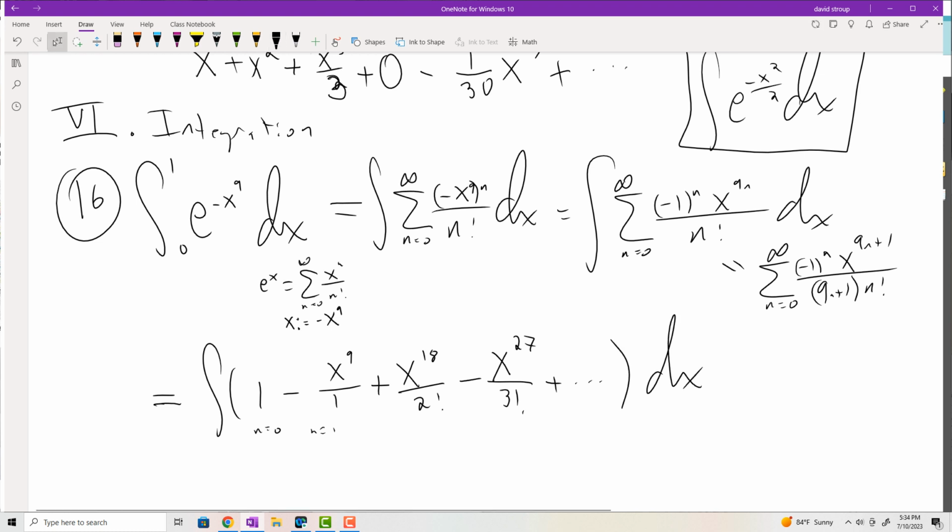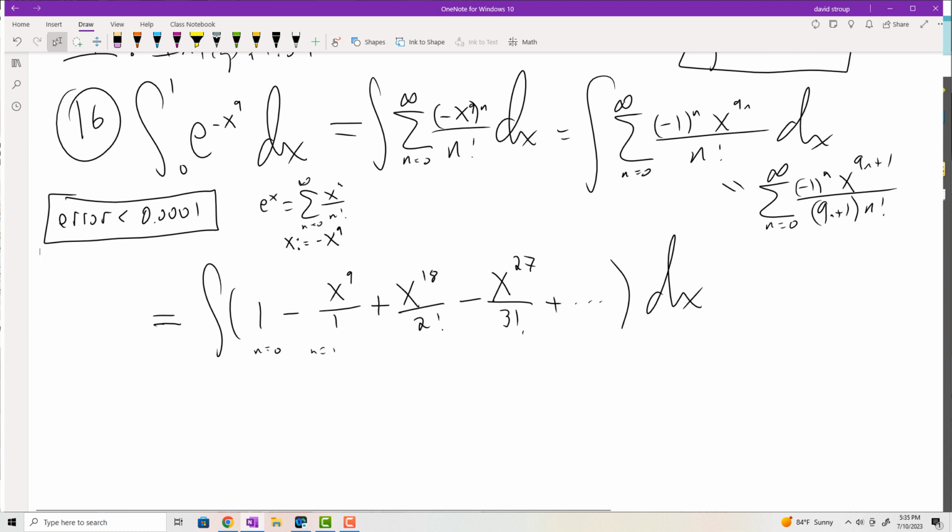I need enough terms because they want you to approximate this thing with error less than 0.0001. The resulting series that you get is going to be an alternating series, and we can use the alternating series estimation theorem to get the appropriate number of terms for the approximation. So that's why I'm continuing out with these terms.